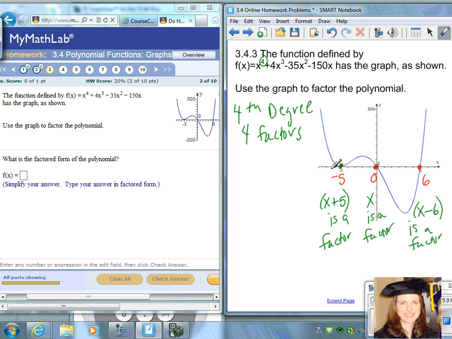Now we can see 1, 2, 3 of them are listed here, and the fact that the graph touches the x-axis at -5 indicates that you have a repeated factor. The way you can approach solving this problem, if you know that these are the zeros of the polynomial function, the zeros are -5, 0, and 6, is to use that to factor this polynomial using synthetic division.